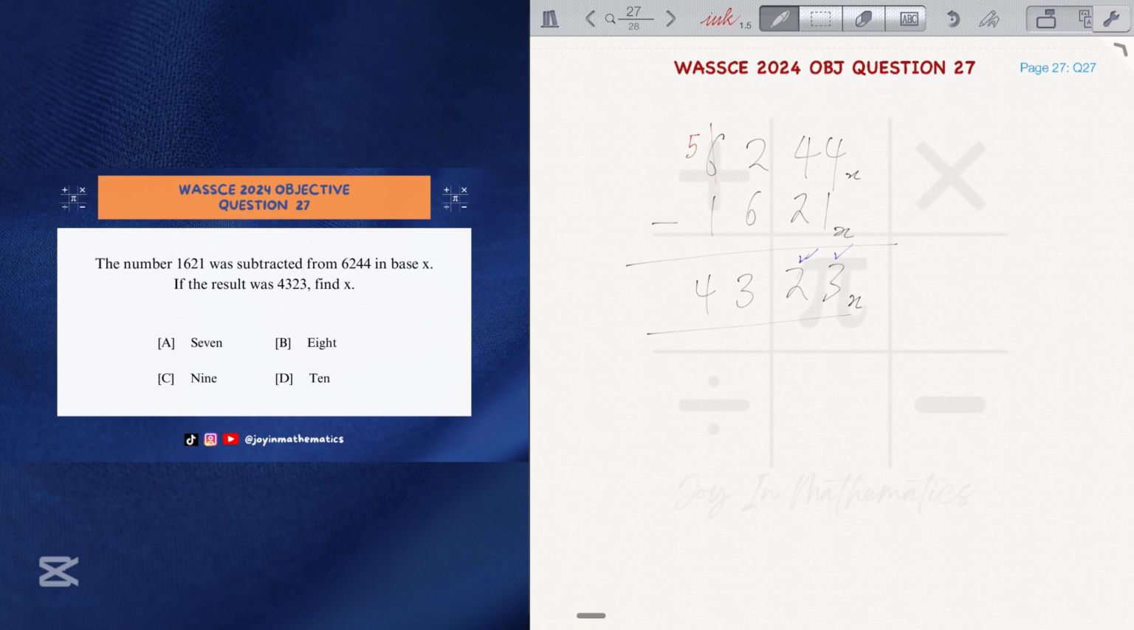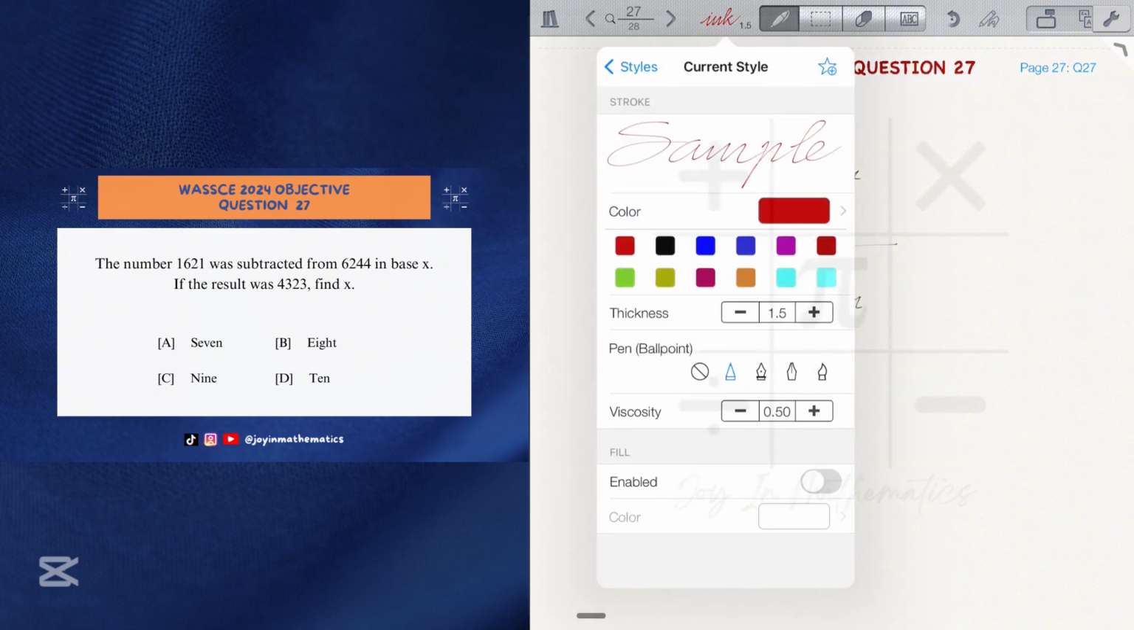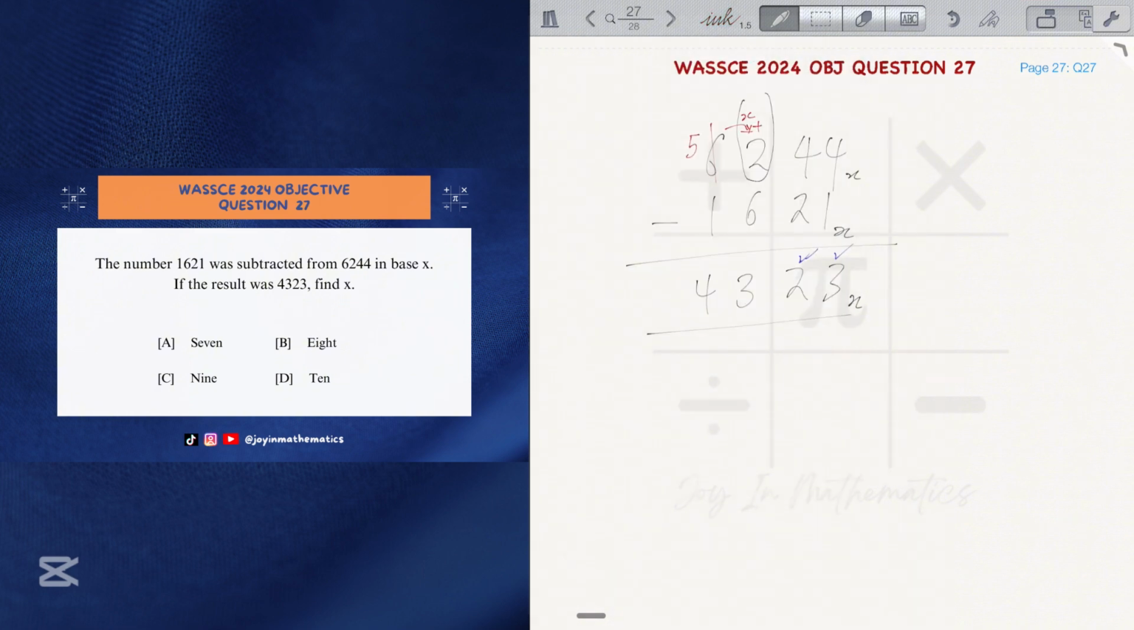Okay. When we move 1, there is a transference down to 2. That transference is the value of the base x, such that this new value will be x plus 2. So x plus 2 minus 6 is equal to 3. Let's write it: x plus 2 minus 6 is equal to 3.